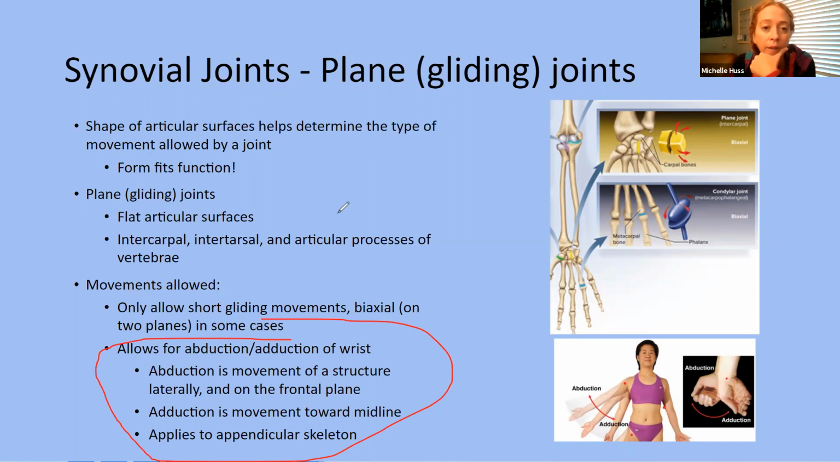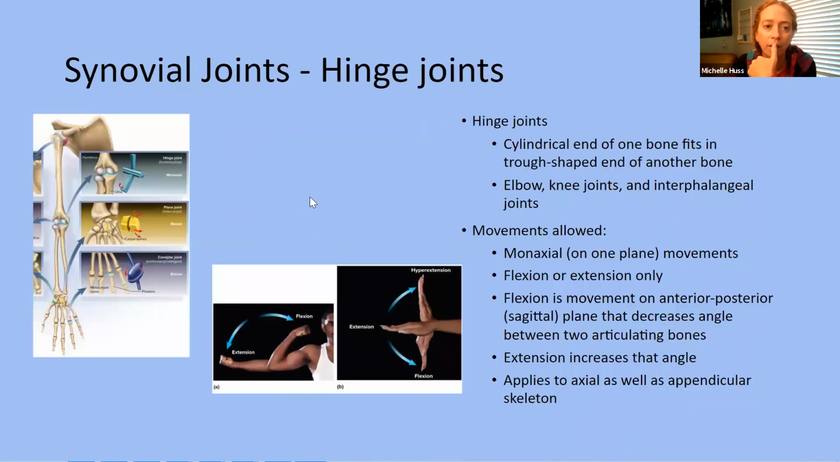All right, and I think that's good. We're leaving that there. So you want to know how much it can move, and what types of movement it allows, like abduction and adduction, a little bit, mostly gliding. Good. Okay, next one, hinge joints.